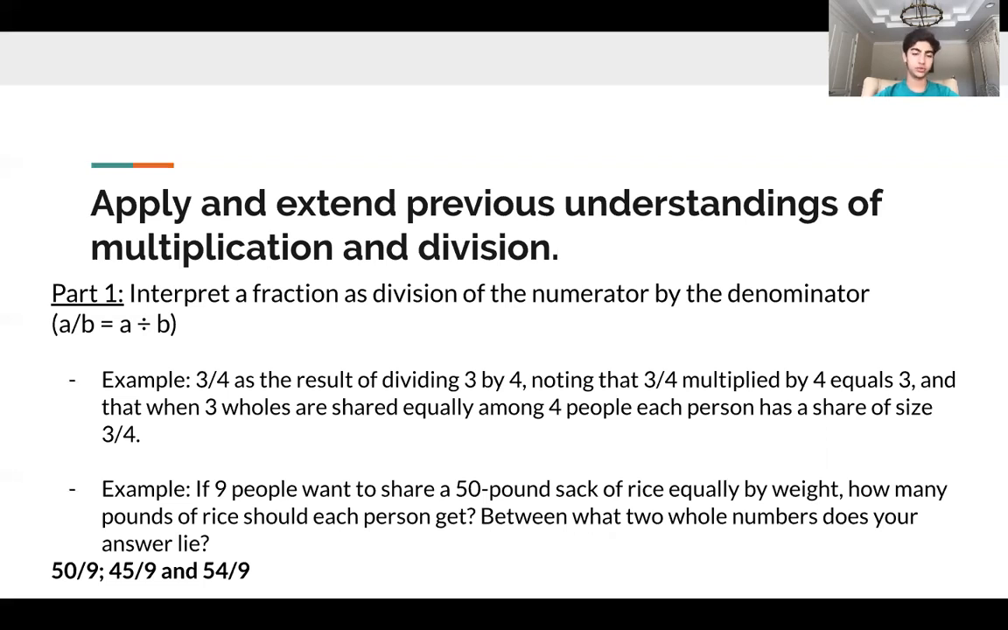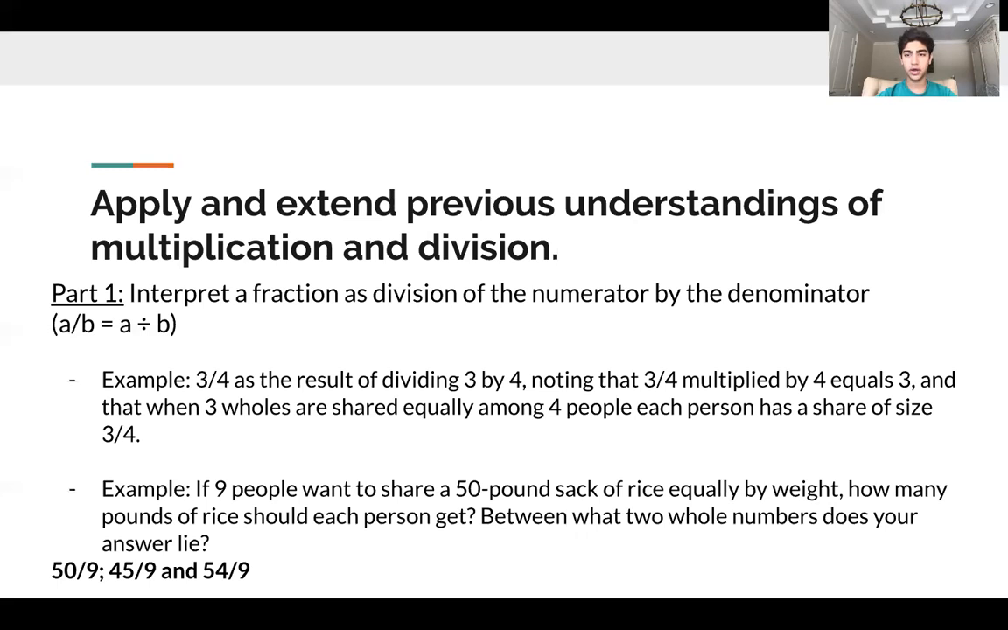Well, let's think about it this way. If there's 9 people and they want to share a 50-pound sack of rice, then what you have to do is divide those pounds equally among the 9 people. The way to do that is to say, I'm going to get the 50-pound sack and divide it by 9. So 50/9 pounds of rice goes to each person. To check your answer, you just say 50 over 9 times 9 people is equal to 50 pounds of rice. This makes sure that you have an equal distribution for each person.